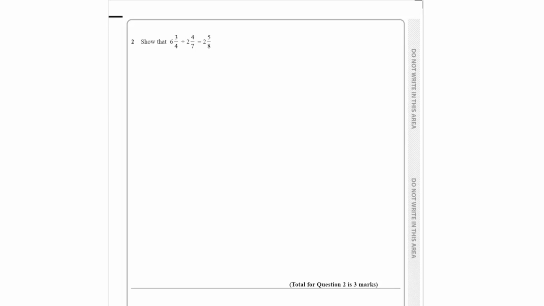Show that 6 3/4 divided by 2 4/7 is equal to 2 5/8. First off, we can turn these mixed fractions into improper fractions. 6 times 4 is 24, plus the numerator, which is 3, that's 27 over 4, divided by 2 times 7, that's 14, plus 4, that's 18 over 7, is equal to 2 5/8.